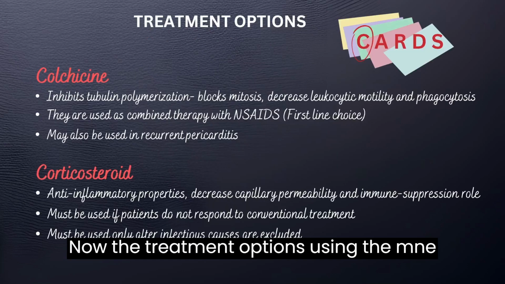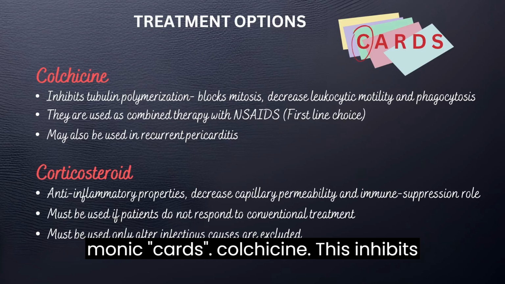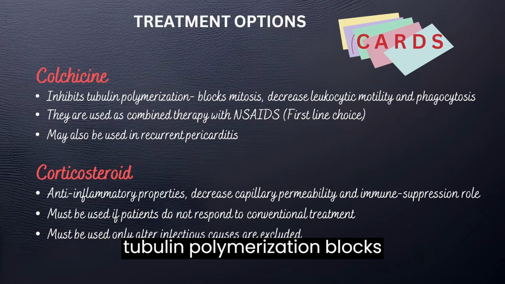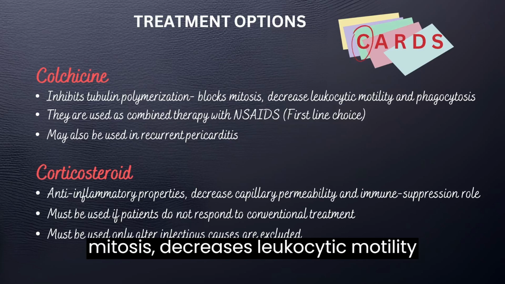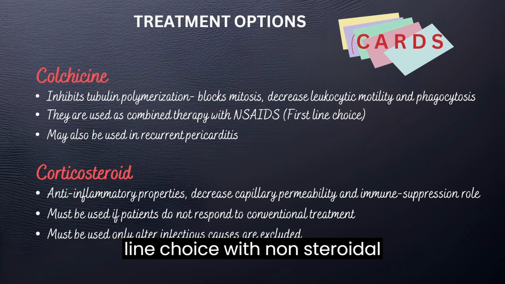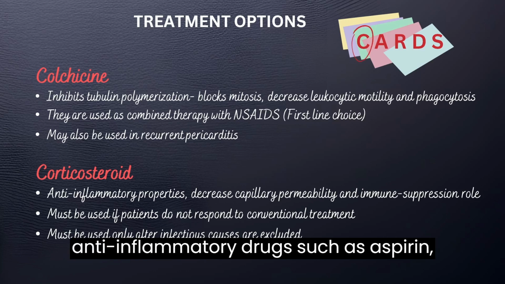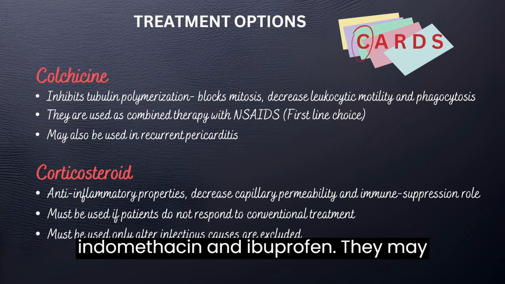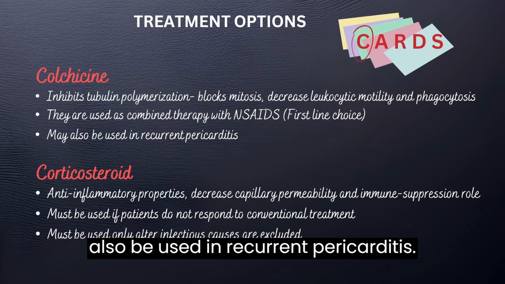Now the treatment options using the mnemonic cards. Colchicine. This inhibits tubulin polymerization, blocks mitosis, and decreases leukocyte motility and phagocytosis. It is used as a first-line choice with non-steroidal anti-inflammatory drugs such as aspirin, indomethacin, and ibuprofen. It may also be used in recurrent pericarditis.